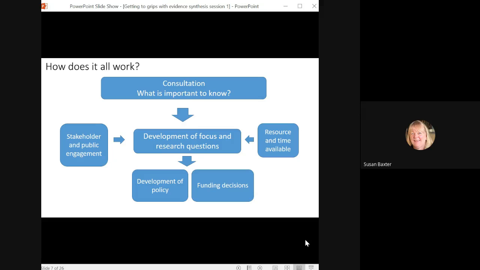But also we try and do as much stakeholder and public engagement as we can at that outset point. Really, are we asking the right questions? Where should our focus be?